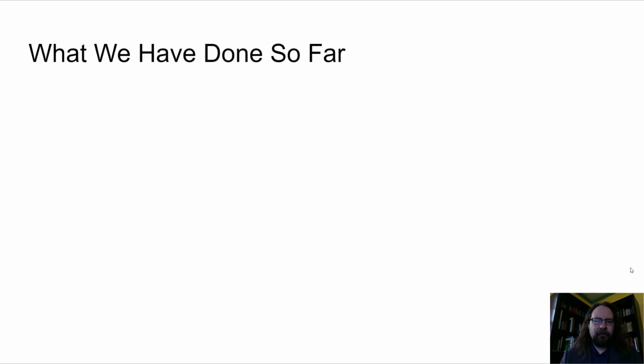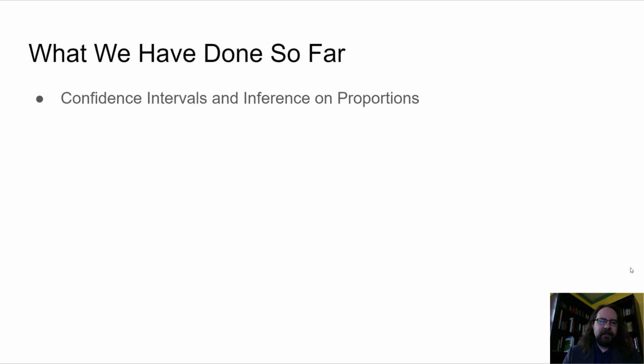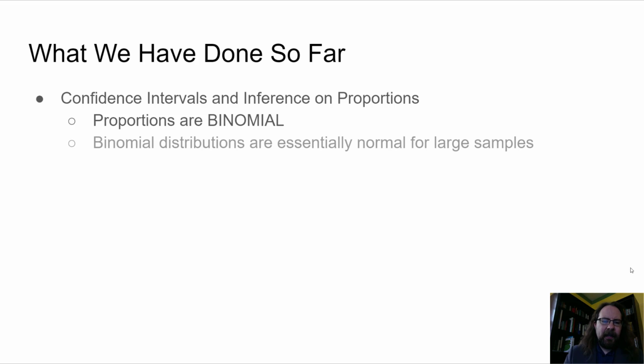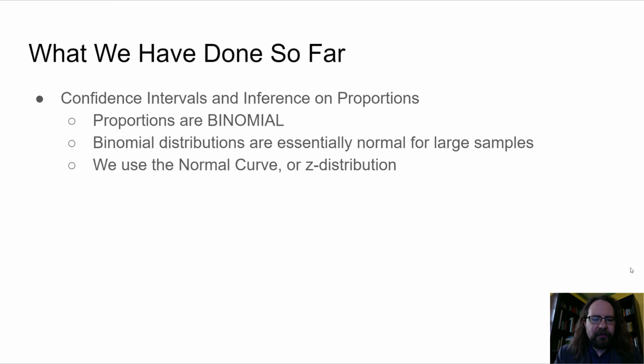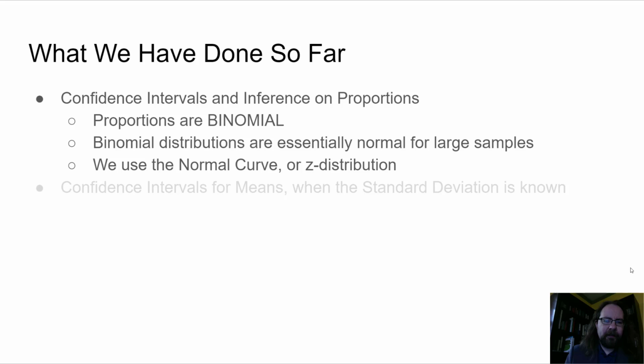So let's first start with a refresher of what we have done up to this point. We have focused on confidence intervals and inference on proportions. We should recall that proportions actually come from binomial distributions. We talked about that in class. And binomial distributions are essentially normal for large samples, for large values of n. Because of that, we have been able to use the normal curve, or z-distribution, to do confidence intervals and inference on proportions. You've been using normal CDF and all those wonderful normal functions on the calculator.